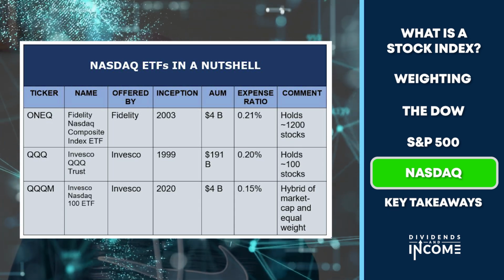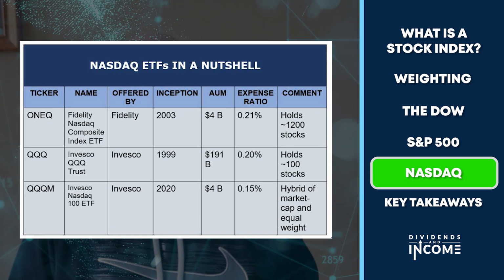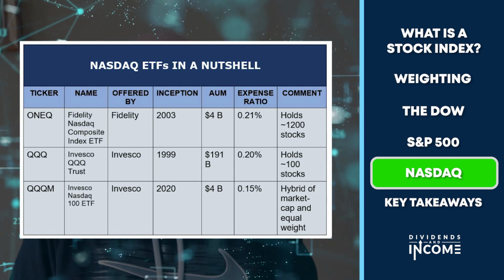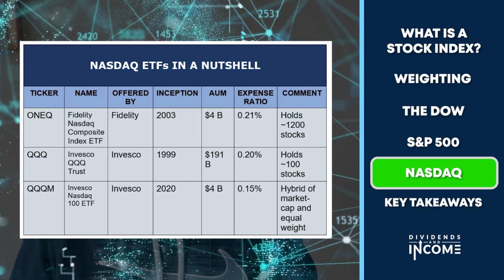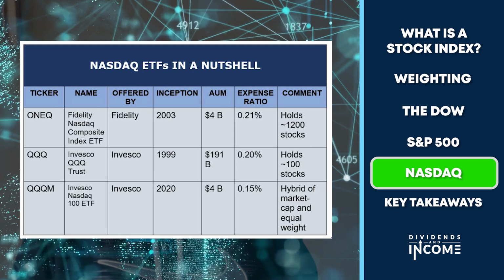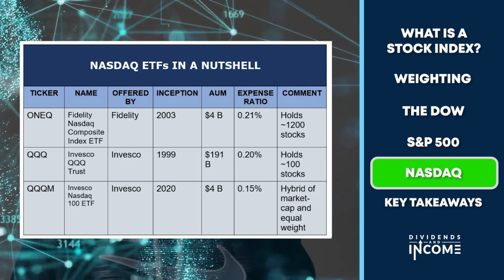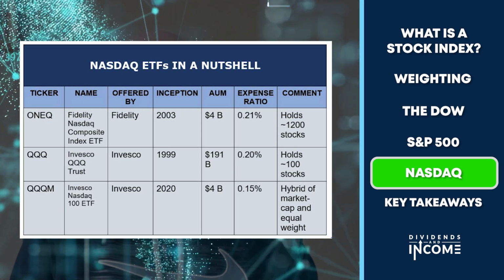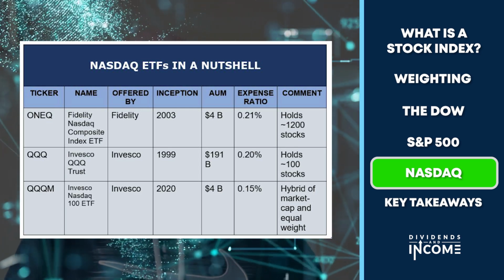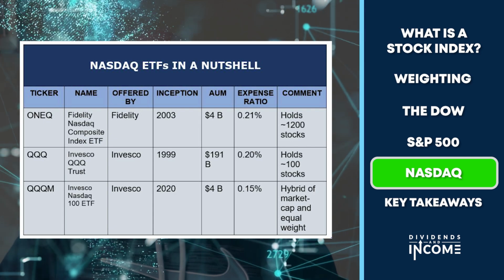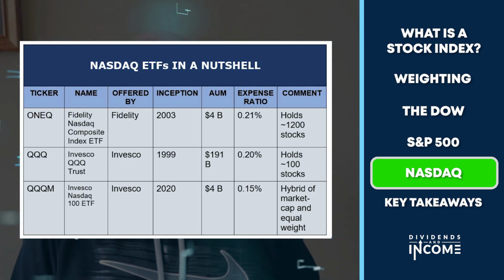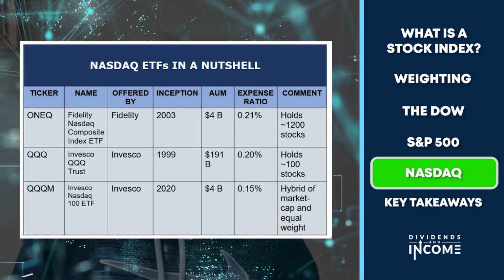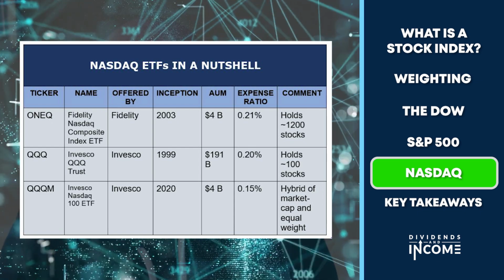And the final one is QQQM, also from Invesco, just introduced in 2020. This is sort of the equal weight version of the NASDAQ. You can see in the lower right, it apportions its value by a hybrid of market cap and equal weighting. I'm not sure of the exact proportion, but it's the closest thing I was able to find to an equal weight version of NASDAQ, if you're interested in that. And it has a fairly reasonable expense ratio of 0.15%.